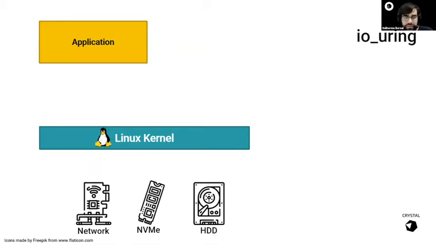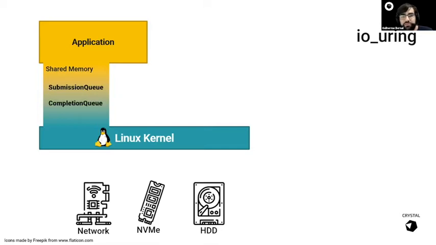We have the application, the kernel, and the first step is to create a shared memory between the application and the kernel. This is a region of memory that the application can read and write, and the kernel can read and write at the same time. They don't need to communicate between them to make system calls or anything. They can just write and read from the same memory region. And inside this shared memory, there is a submission queue and a completion queue.